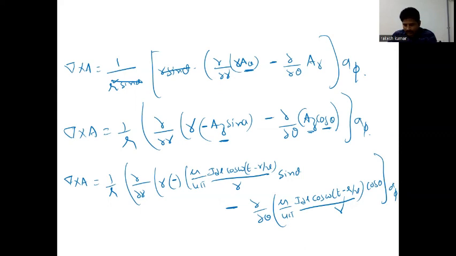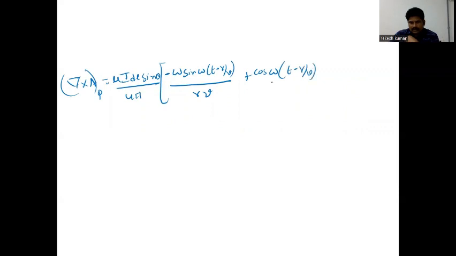If you substitute this, finally you get the expression: del cross A along the phi direction is equal to mu I dl sin theta by 4 pi into minus omega sin omega (t minus r by v) by r plus cos omega (t minus r by v) by r squared. So this is del cross A.